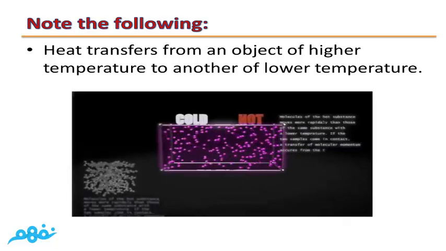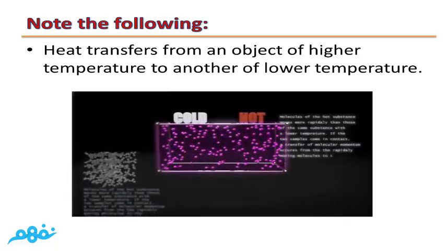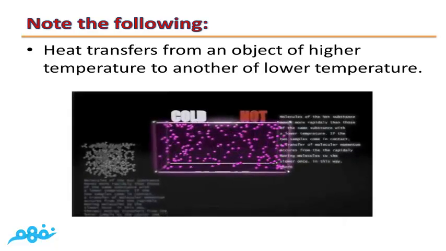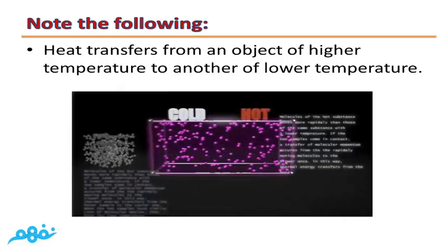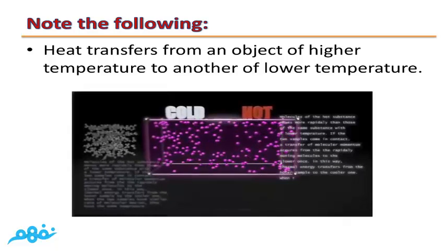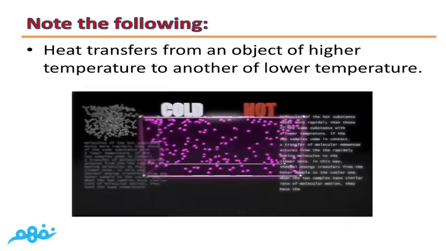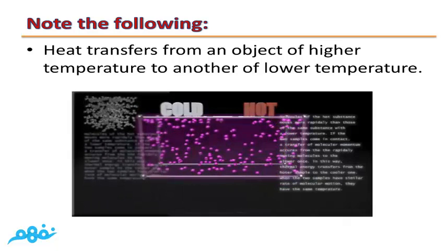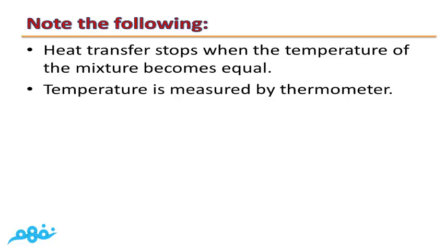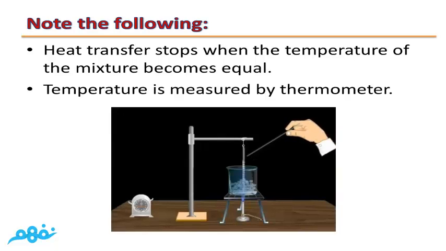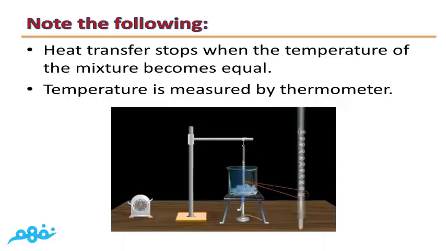By removing the barrier, energy transfer happens between the two objects, and energy transfer stops when their temperatures become equal. Heat transfer stops when the temperature of the mixture becomes equal. Temperature is measured by a thermometer, and by heating, the temperature increases, and we can measure it using a thermometer.